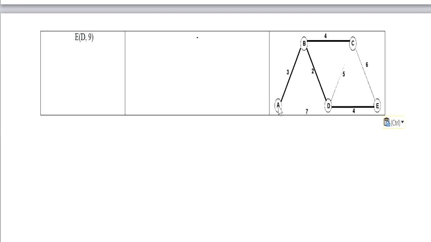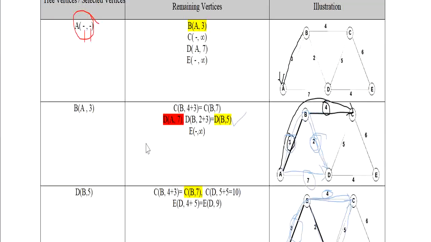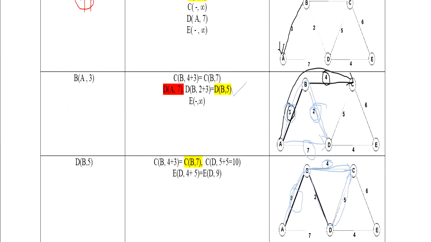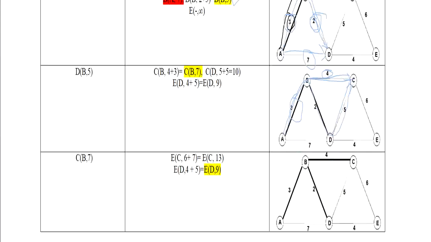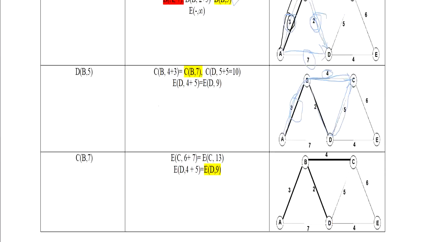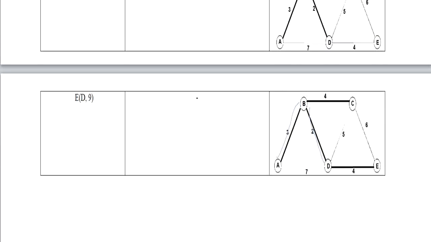From A I started. A is the first node. From A I went on reaching B, so I got vertex B. From B I went on reaching D. From A I reached B, from B I reached D, then from B again I reached C, then from D I reached E. So this is the route which I am traveling.